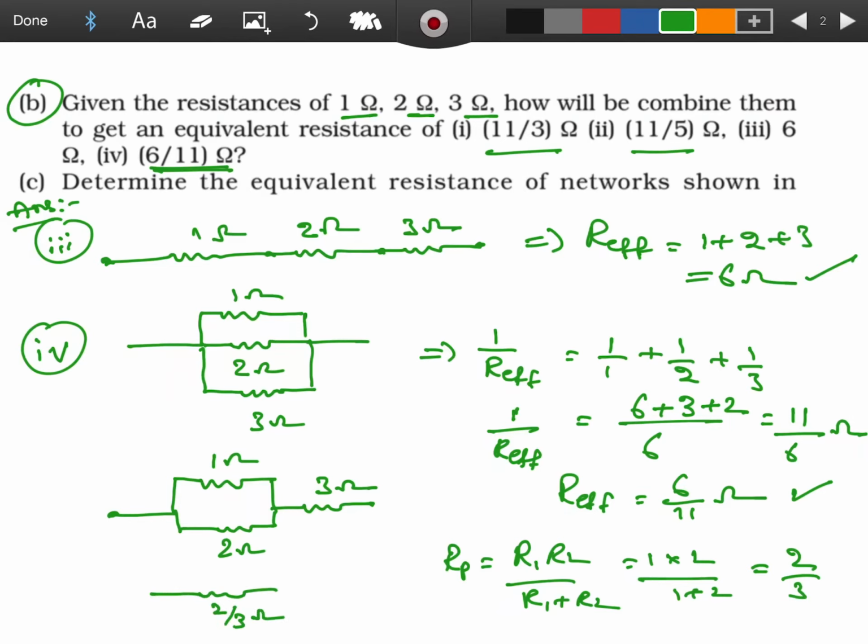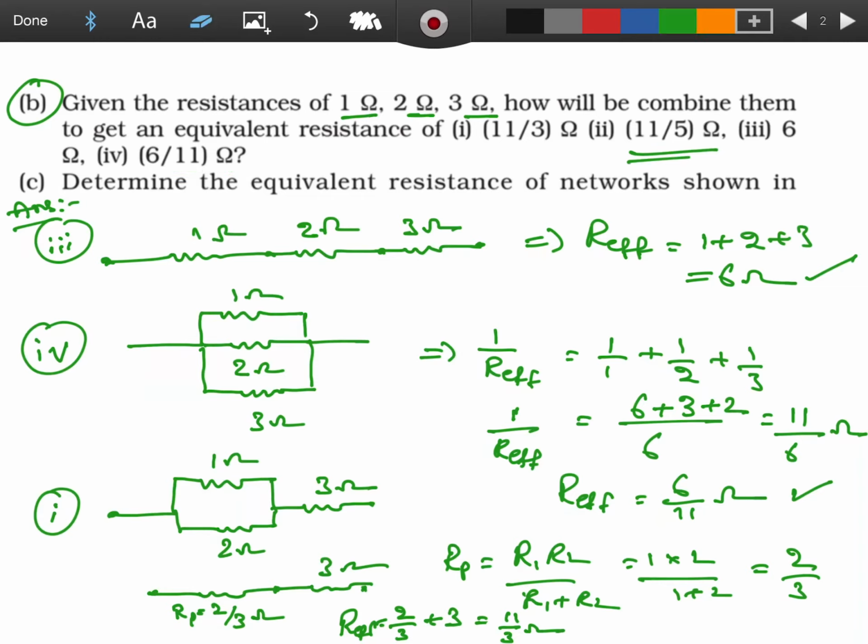That 2 by 3 ohm is in series with 3 ohm. Then effective will be 2 by 3 plus 3, which is equal to 3 threes are 9, 11 by 3 ohm. 11 by 3, it is possible. Which option? 11 by 3 is the first option. Then the first option is also over. Now we need to check 11 by 5.